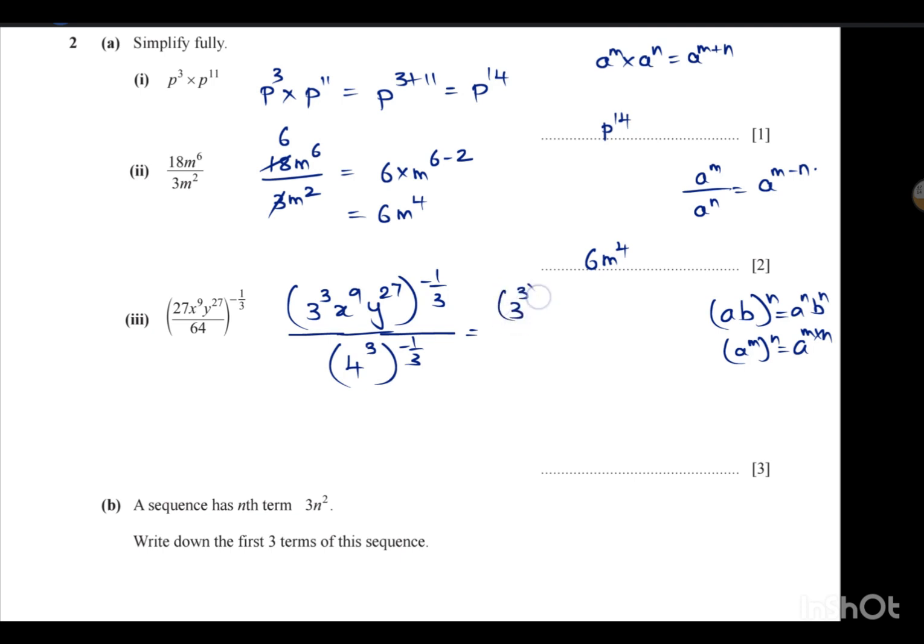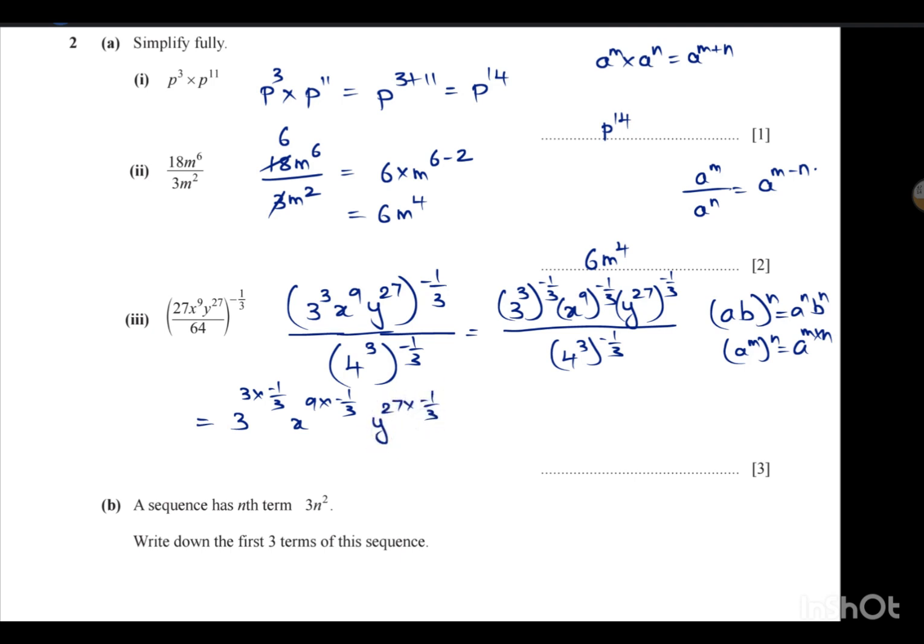3 raised to 3 whole raised to minus 1 by 3, then x raised to 9 whole raised to minus 1 by 3, then y raised to 27 whole raised to minus 1 by 3, by 4 raised to 3 whole raised to minus 1 by 3. Then multiply the powers here. 3 raised to 3 into minus 1 by 3, x raised to 9 into minus 1 by 3, y raised to 27 into minus 1 by 3, by 4 raised to 3 into minus 1 by 3. 3 gets cancelled, 3 gets cancelled.